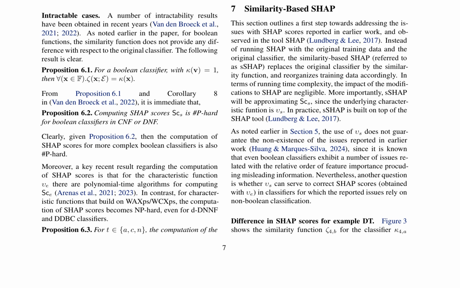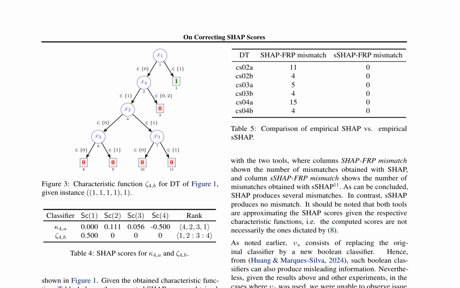The paper demonstrates the effectiveness of the new characteristic functions by comparing them with SHAP scores obtained from a decision tree classifier. The results show that the new characteristic function enables obtaining SHAP scores that are not misleading. Furthermore, experimental results indicate that the use of the new characteristic function prevents the observation of issue I8, as proposed in earlier work.